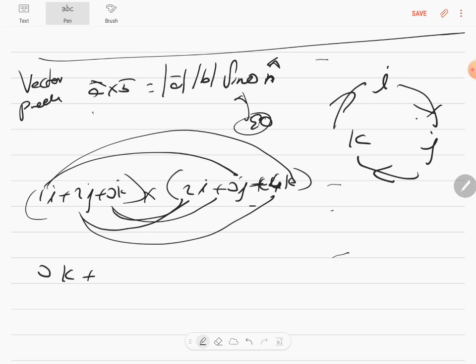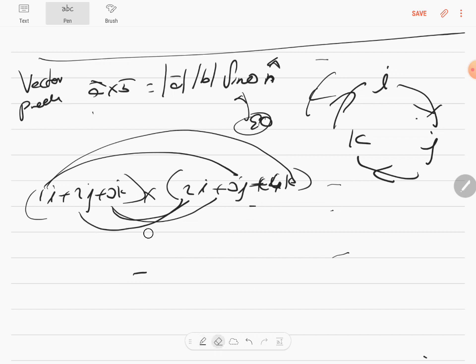Next, 1 with a 4 will be 4. i cross k. What is i cross k? j. It's in this direction, no? Minus j. So it will become minus 4j. Right. Then what should you do? You would finish with 1, take 2. You have to do 2 with a 3. No, 2 with a 2. j cross i, 2 times 2 is 4. j cross i is minus k. So minus 4k.